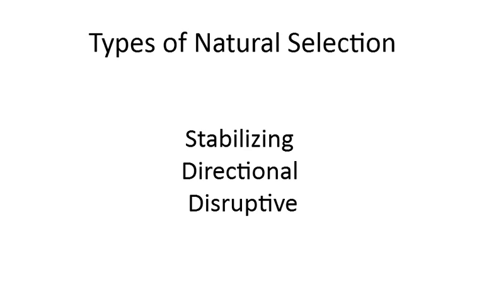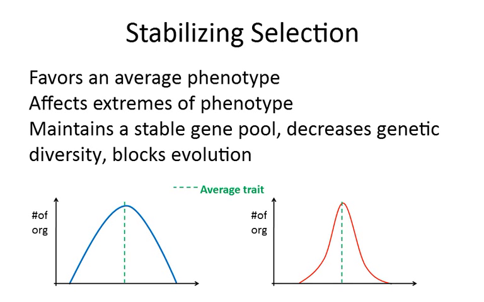For the sake of making things easy to understand, let's assume that we are going to be talking about height in a population of humans for the next three examples. On the slide, we're looking at the height of all the humans in a population graphed. Now, the average trait would be the average height of all of the people in this population.